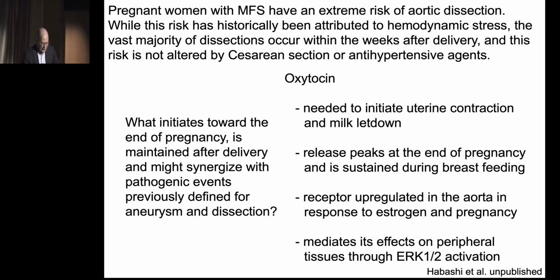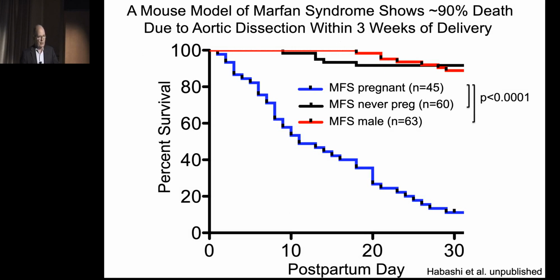So we went on to use a mouse model of Marfan syndrome that was developed by my colleague Francesco Ramirez at Mount Sinai. This mouse model essentially shows 100% death due to aortic dissection within 3 weeks after delivery, always after delivery, and really quite remarkable penetrance of this phenotype. This is in dramatic contrast to Marfan mice that were never pregnant, shown in black, and to male Marfan mice shown in red.